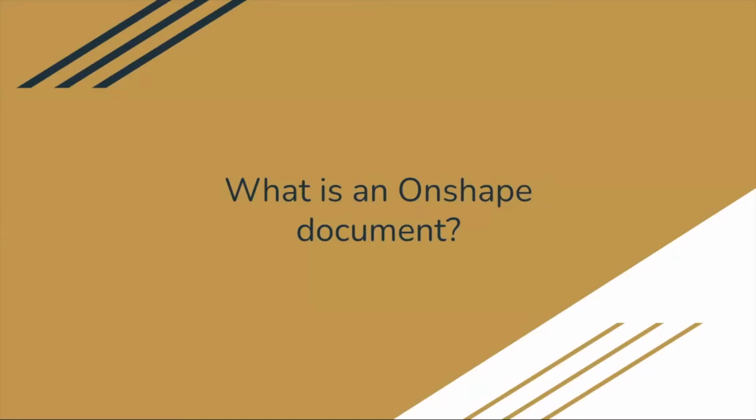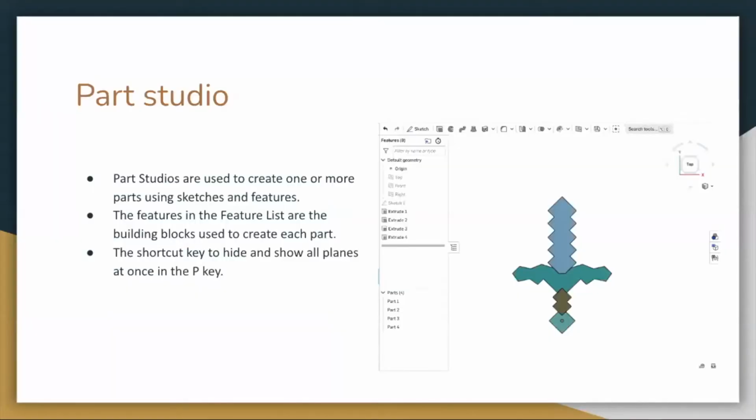So next, we're going to talk a little about the features on our document. So what is our OnShape document? As you can see, when you went in, it should have put you into a part studio that should look something like this, except there's nothing actually inside.